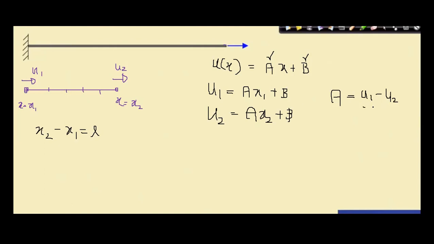divided by x1 minus x2, and you can find b as what? u2 x1 minus u1 x2 over x1 minus x2.